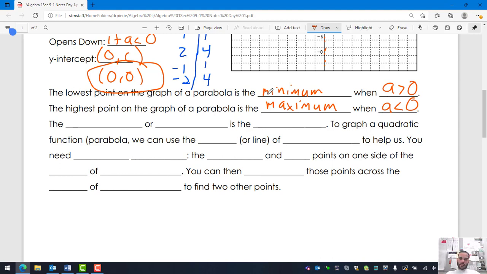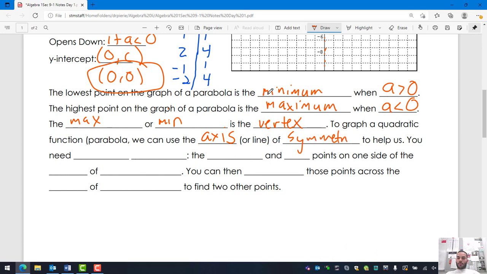The max or the min, what we just talked about. I'm sorry, let me erase that. The max or the min is another word for the vertex. Okay, what the vertex is, once again, all it is, it's either the bottom of the smiley or the top of the frowny. Okay, to graph a quadratic, you've got to go through certain steps or certain requirements, but we can use the axis or line of symmetry to help us.